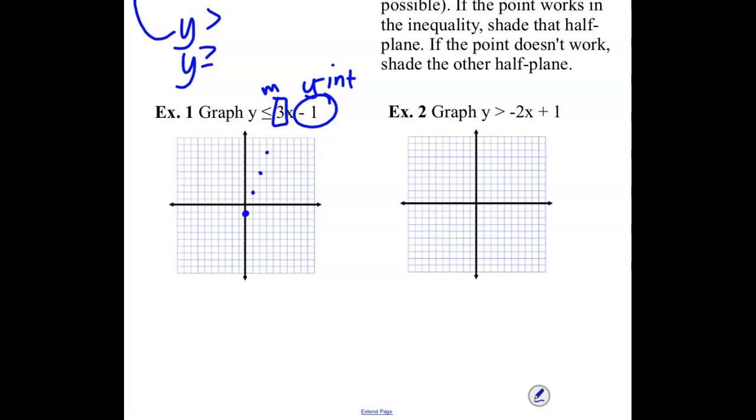Will the line be solid or dotted? Solid, because of that equal sign. So go ahead and draw a solid line through there. Check that you've put arrows at the ends. Now, we want all y values that are less than or equal to the points on that line. That means we need to be underneath the line or on the line. So we would have our solid line and we would shade all the values underneath.